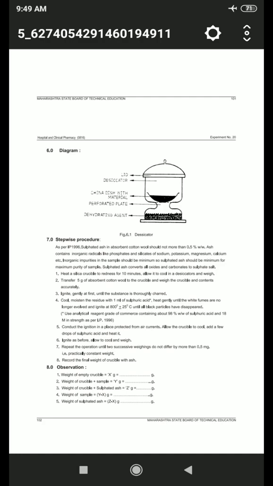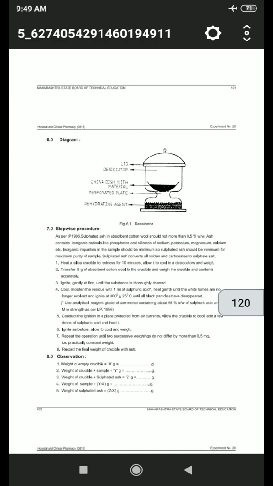sulfate salt. Then the first step is to heat a silica crucible to redness for 10 minutes, then allow it to cool in a desiccator and weigh. Then transfer 5 grams of absorbent cotton wool to the crucible and weigh the crucible and contents accurately. Then ignite gently at first until the substance is thoroughly charred.